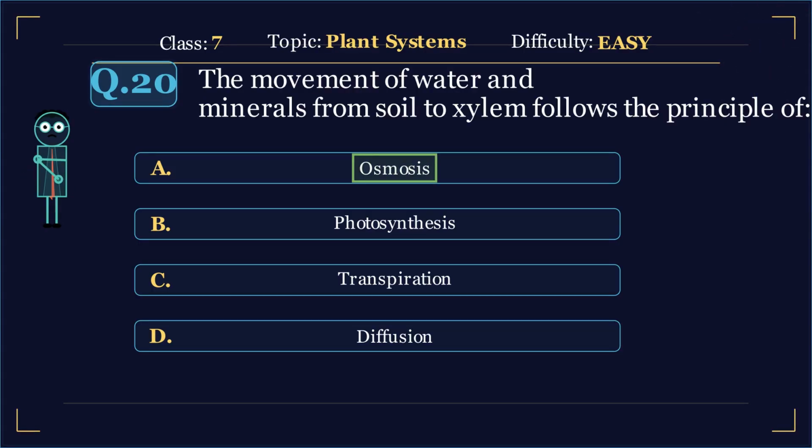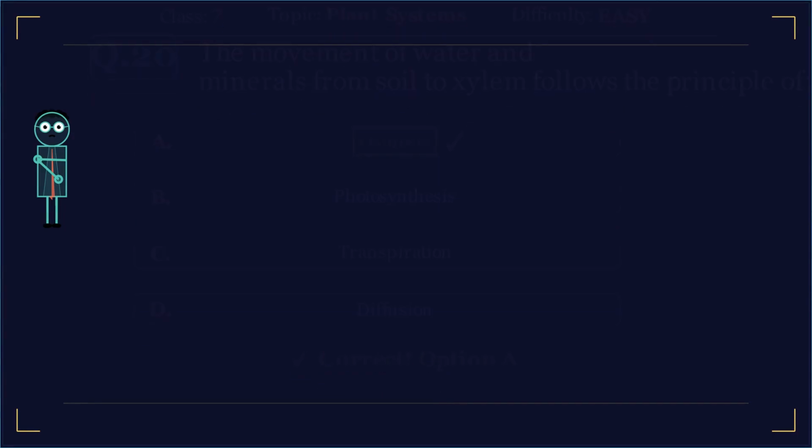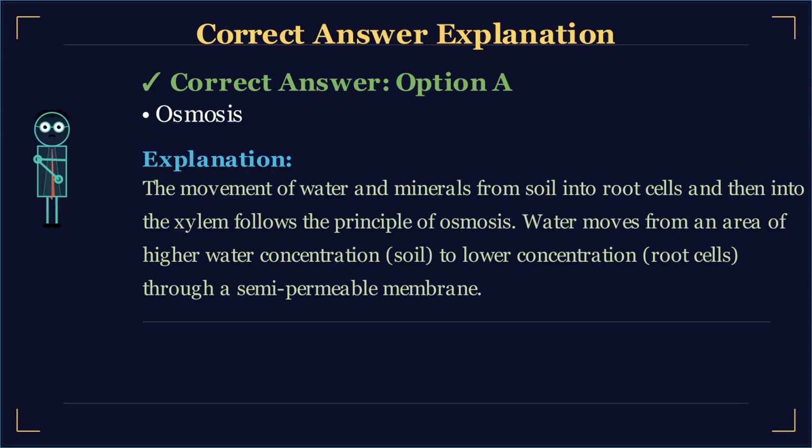The correct answer is option A. Here's the explanation for the correct answer. The movement of water and minerals from soil into root cells and then into the xylem follows the principle of osmosis. Water moves from an area of higher water concentration, soil, to lower concentration, root cells, through a semi-permeable membrane.